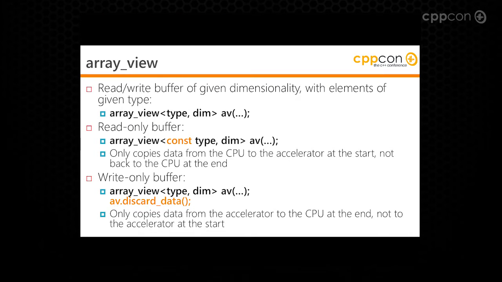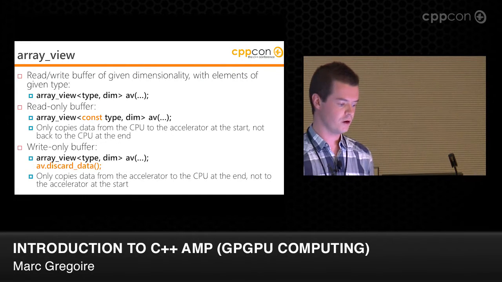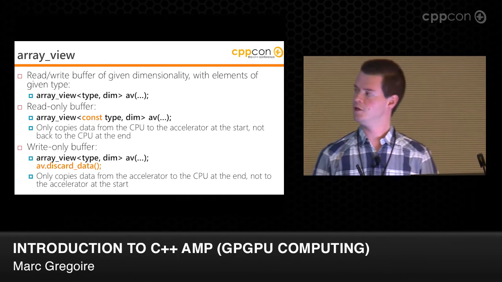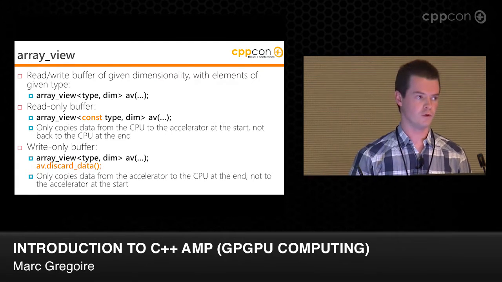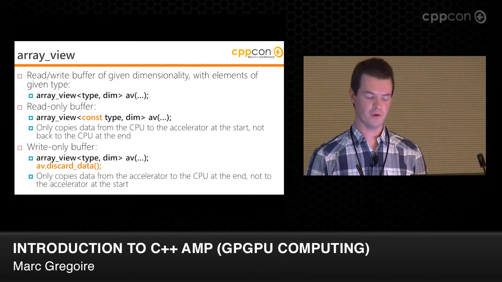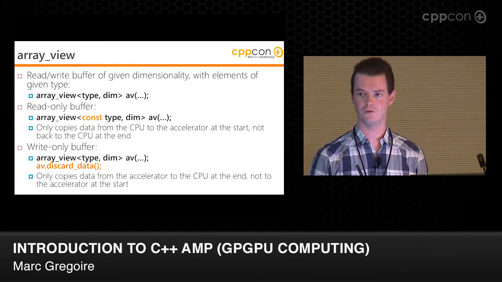And the opposite is also possible. You can have a write-only buffer. This one you have to define just as you would define a normal array view, but then you immediately call the discard data method. And again, CppAmp can optimize this. Since it's write-only, there is no point in copying some data that will be written over anyway from the CPU to the accelerator. So this one will only copy the data at the end of your calculation from the accelerator back to the CPU.